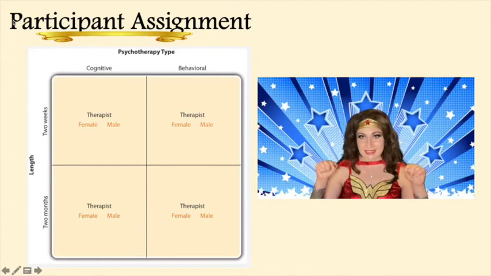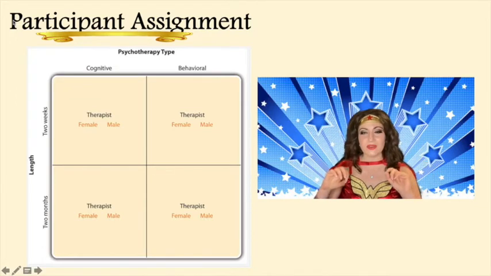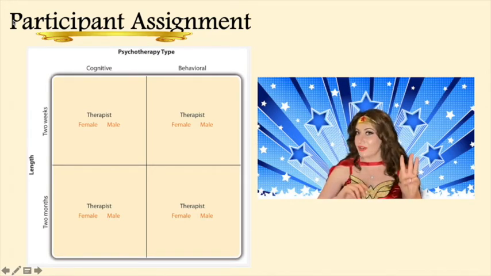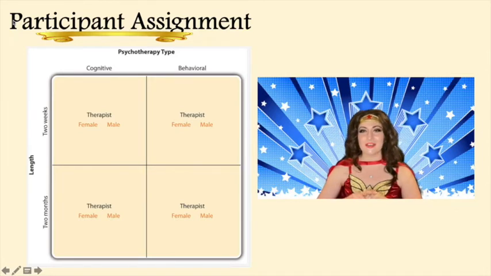If you look inside the boxes, we also have therapists, and the therapist could be either female or male in all of the situations. So now we have a third variable. In this case, it is a non-manipulated variable, but we have a third variable with 2 levels. So time, the length of the therapy has 2 levels, psychotherapy type has 2 levels, and therapist gender has 2 levels. So this would be a 2 by 2 by 2 factorial design.